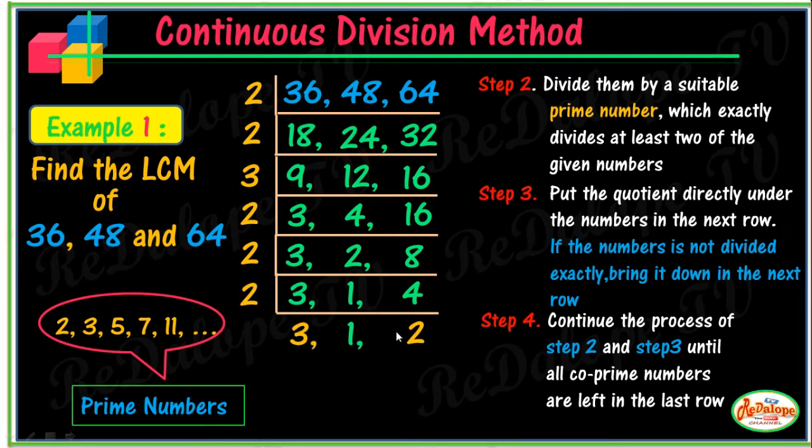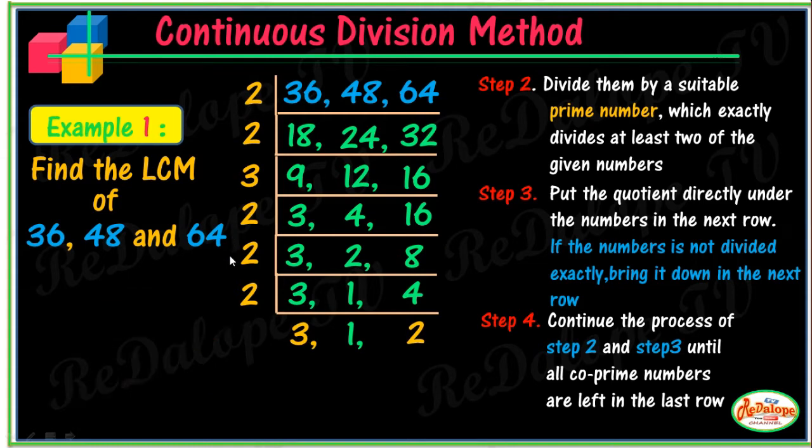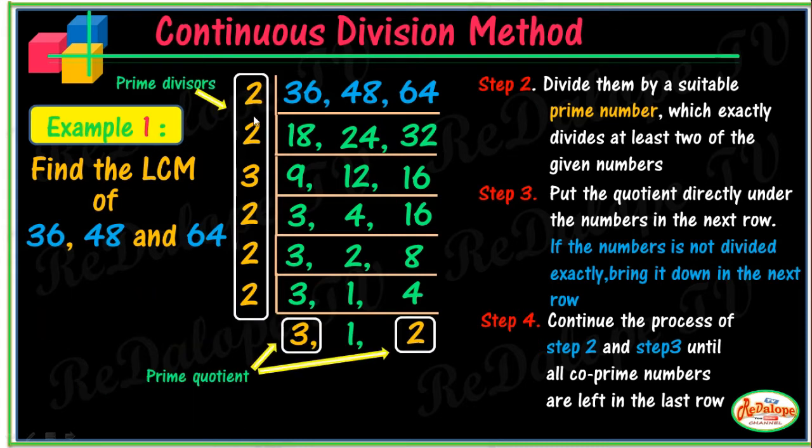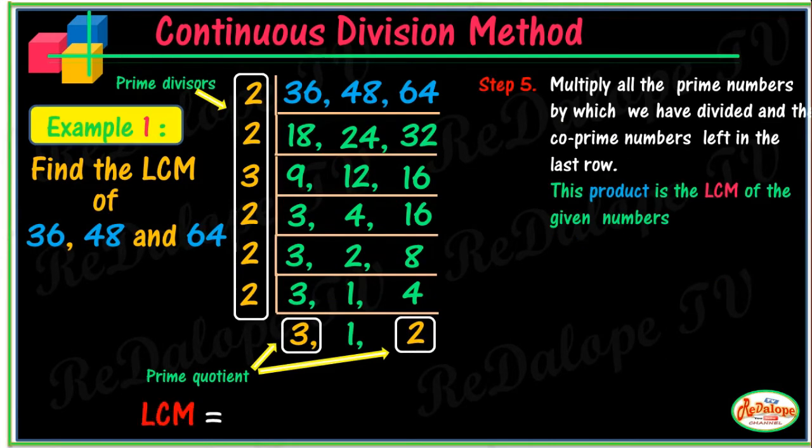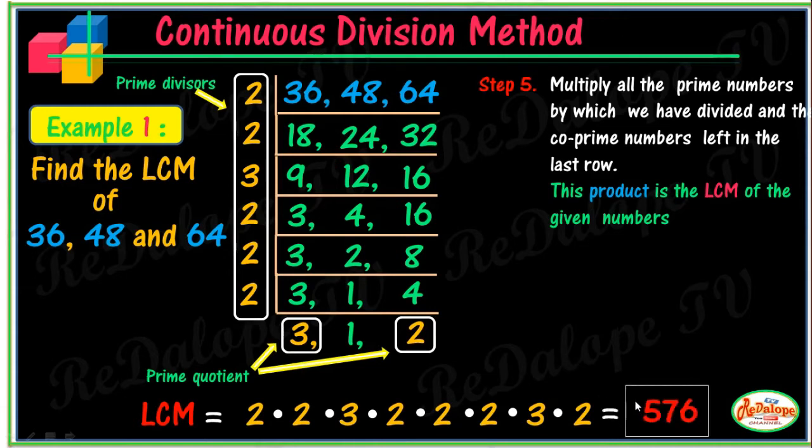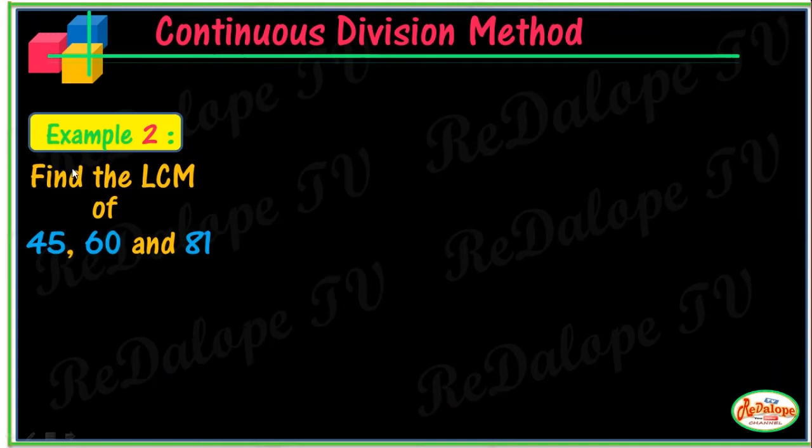So then, therefore, para makuha natin ang LCM, we will multiply the prime divisors by the prime quotients. So the prime divisors now are 2, 2, 3, 2, 2, 2. And the prime quotients are 3 and 2. Multiplying them, LCM is equal to 2 times 2, we have 4, times 3, 12, times 2, 24, times 2, 48, times 2, 96, times 3, 288, times 2 equals 576.